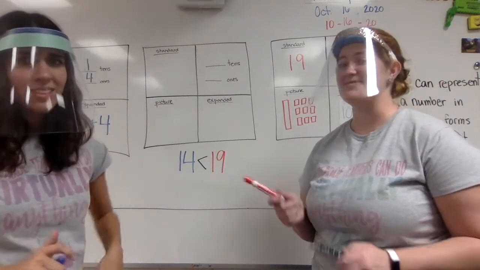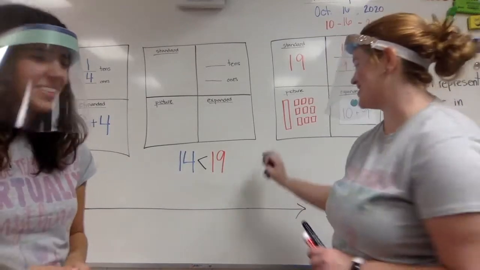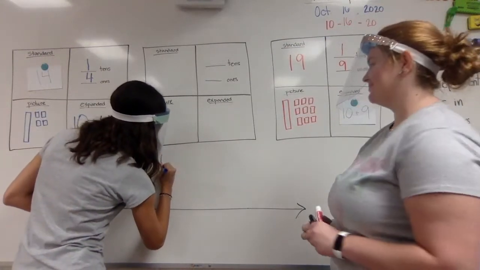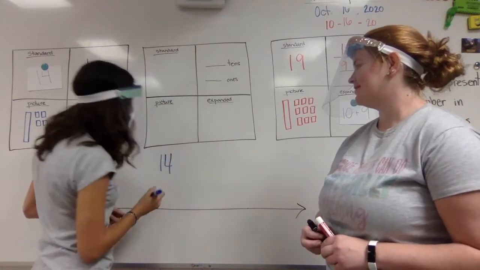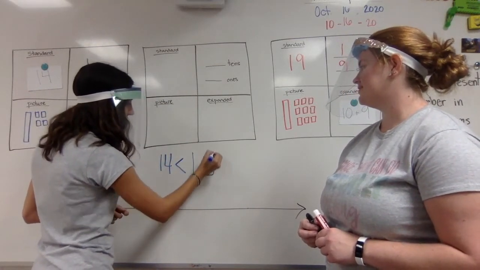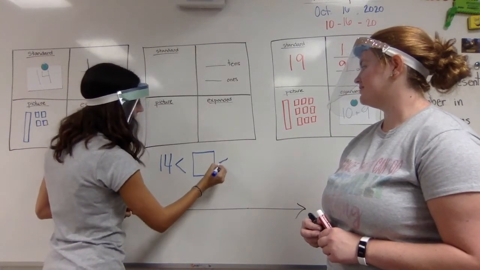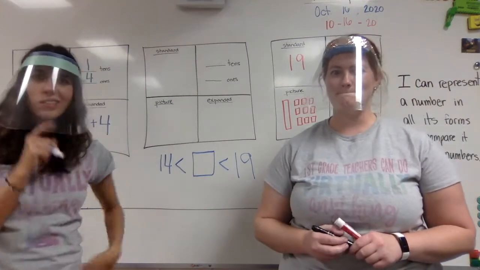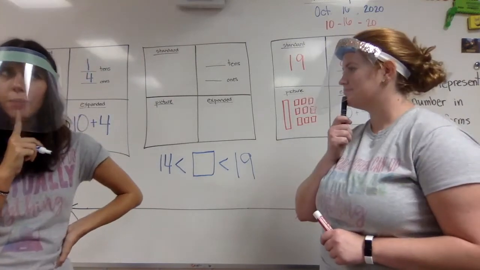It sounds like we can have another challenge, Miss Lestico. Oh my goodness. Okay, so if I have the number 14, I'm going to have to come up with a number that is greater than 14, but less than Miss Lime's number of 19.